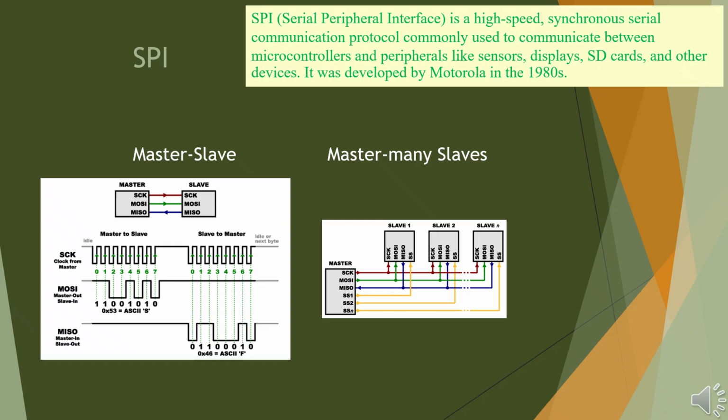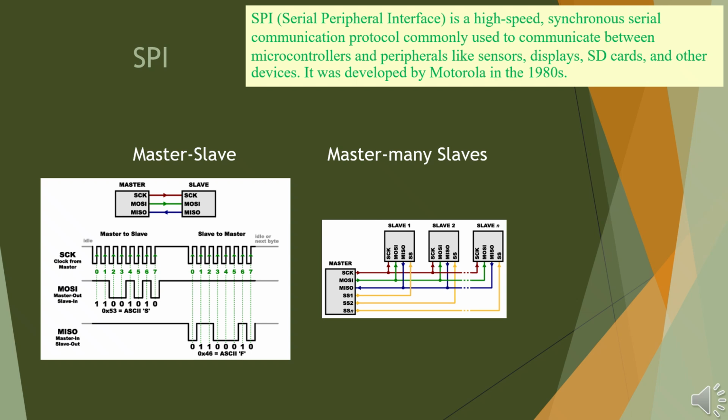One major advantage of SPI is its full duplex nature. Both the master and slave can send and receive data simultaneously. This makes it much faster than asynchronous protocols such as UART. However, the downside is that SPI uses more wires, especially when multiple slaves are involved, since each one needs its own chip select line. This limits scalability compared to multi-drop buses like I²C.